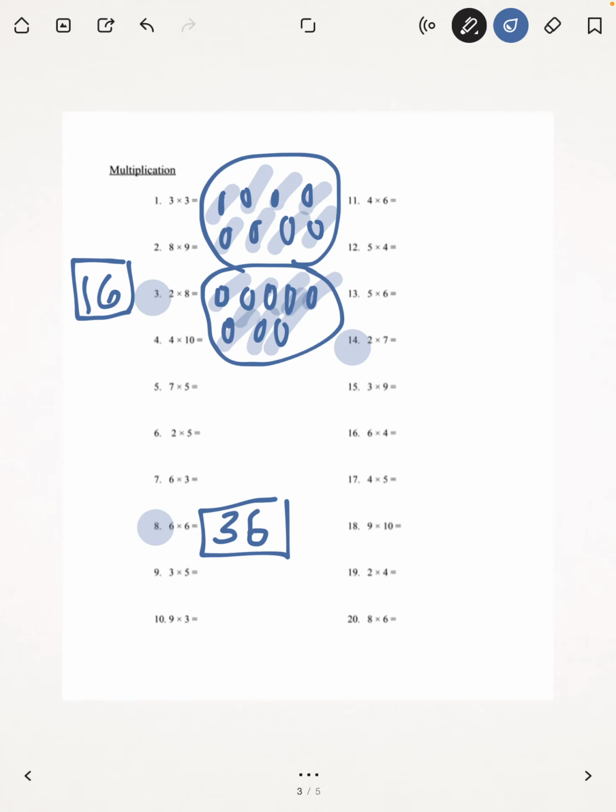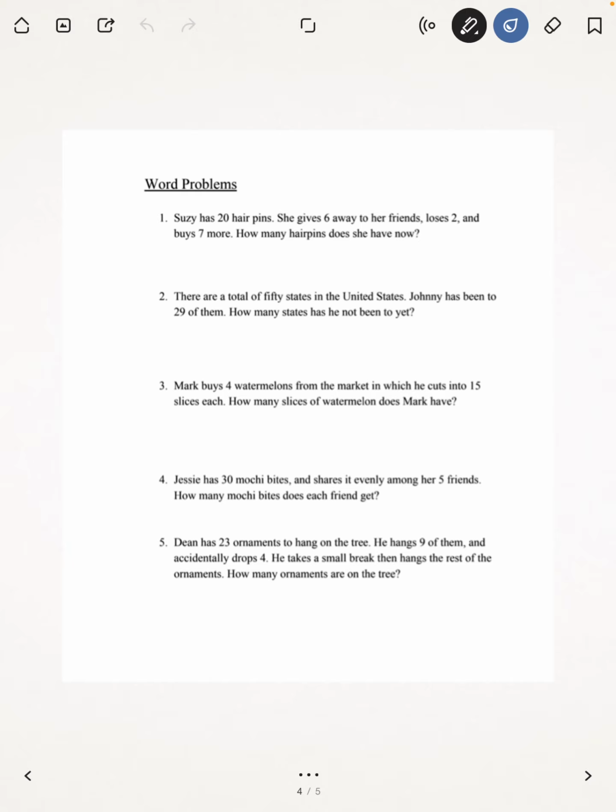Number 8, 6 times 6. 6 times 6 is 36. So for multiplication, it's easiest to do it if you memorize it. So make sure to memorize your multiplication table, because drawing it out like I did for number 3 is going to take way too long. So yeah, I recommend you memorize it. And number 14, 2 times 7. 2 times 7 is 14.